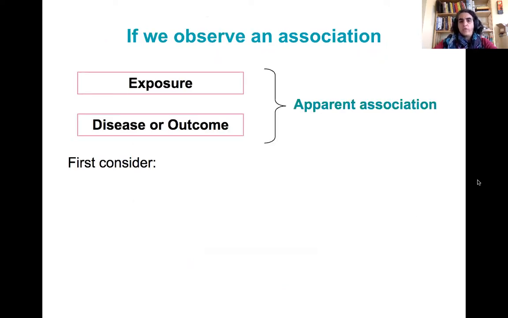So this is our question. If we observe a relationship between an exposure and a disease, we have a relative risk, we have an odds ratio that makes it look like there's a relationship. Is that association actually causal? What do we have to think about? Is it due to chance? That's the job of the confidence interval. Does the confidence interval go across both sides of one, in which case it might just be chance?